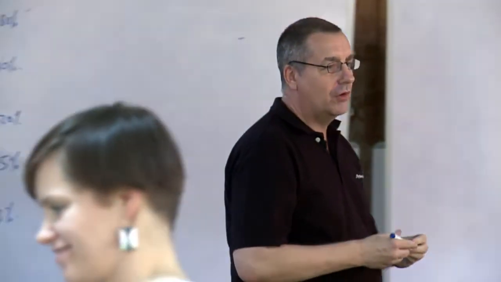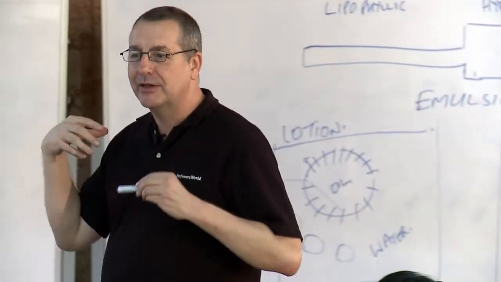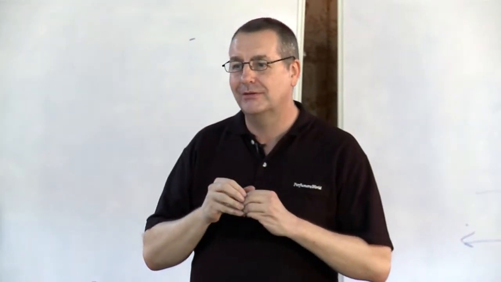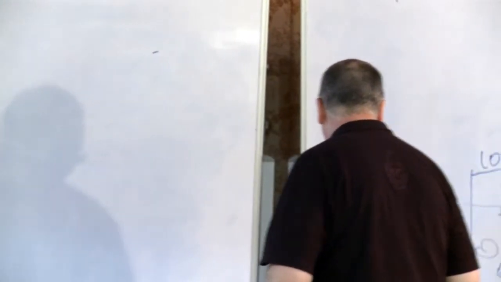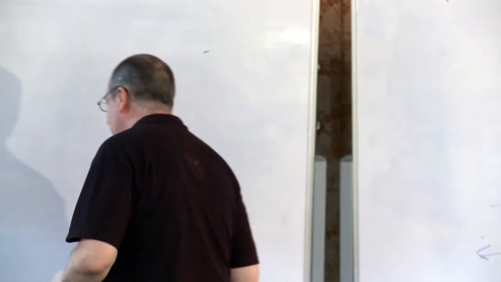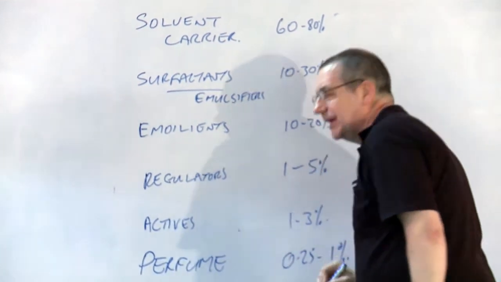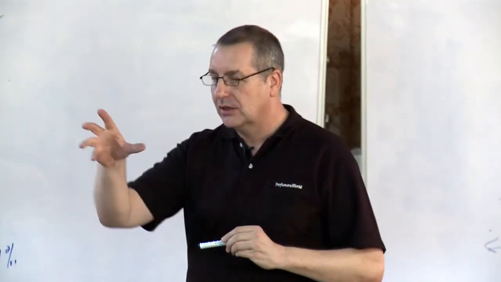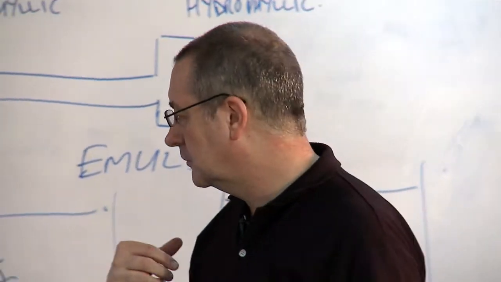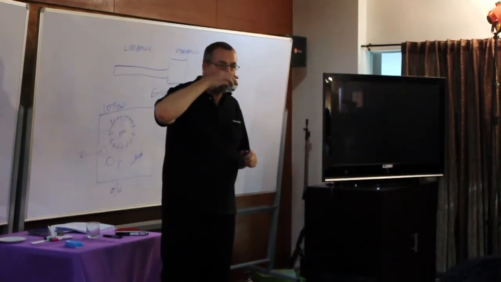So far, all of these ingredients are just to carry the most important ingredient of all, which is of course the perfume. Typically a perfume will be in the range of a normal product, about 0.5 to 1%. I'm taking cosmetic products as a base here, and I include in those essential oils.